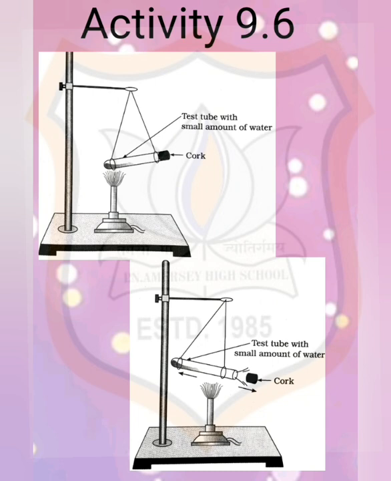After observation, we can say that the cork is pushed out in the forward direction by hot steam. The test tube is pushed in the backward direction. The mass of the cork is less than the mass of the test tube, so it moves with a greater velocity than the test tube, just like the gun example we have discussed.